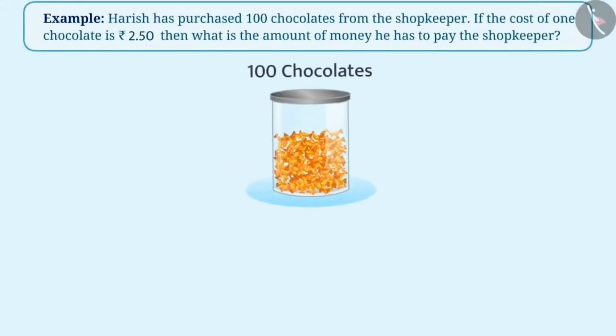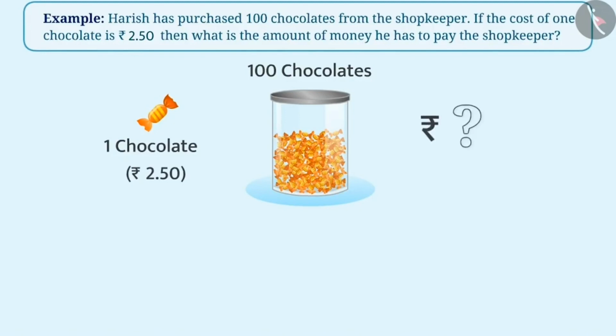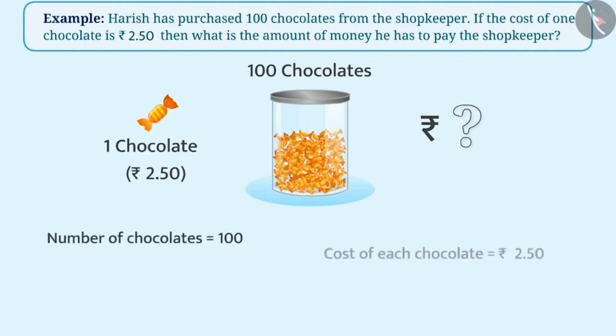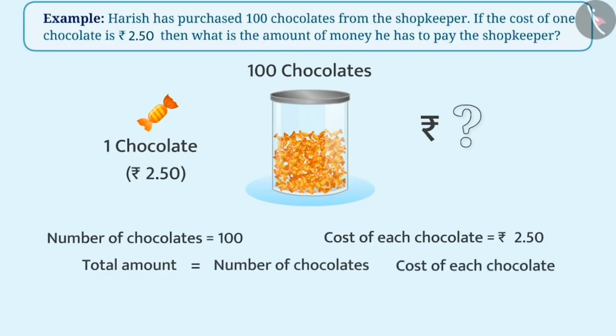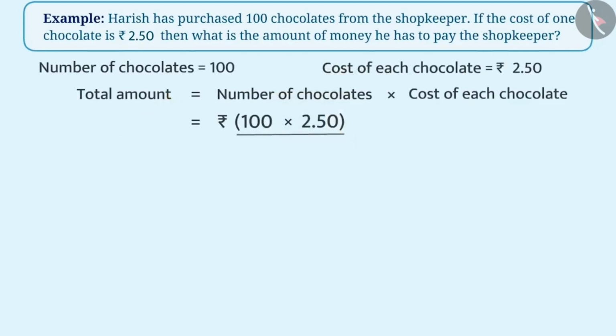Harish has purchased 100 chocolates from the shopkeeper. If the cost of one chocolate is rupees 2.50, then find the amount of money he has to pay the shopkeeper. Since Harish has purchased 100 chocolates and the cost of each chocolate is rupees 2.50, in order to find the total amount of money, we have to multiply the number of chocolates with the cost of each chocolate. That means we have to multiply 100 and 2.50. So, let's find the product of 100 and 2.50.